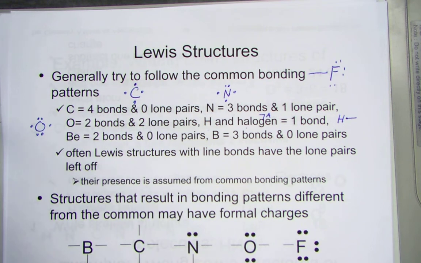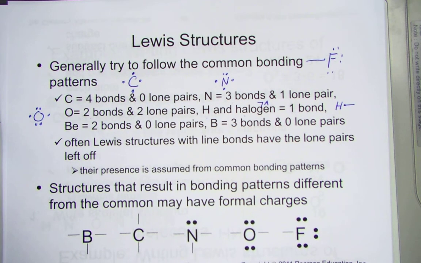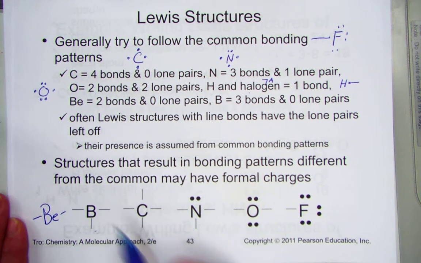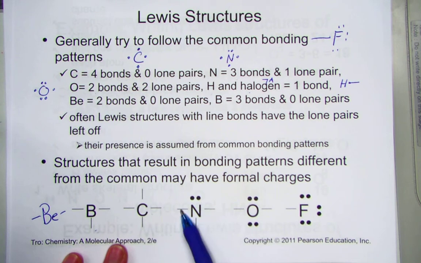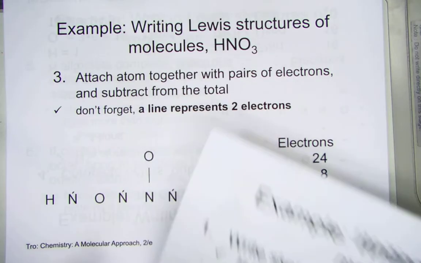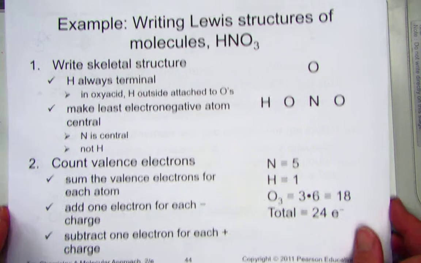So often Lewis structures with line bonds have lone pairs left off. Their presence is assumed from common bonding patterns. Now I like to show those because it helps us also predict the molecular geometry. You'll see me keep the lone pairs as we go through our examples. So just as what we drew together, here's boron with its 3. What's not included in this picture is beryllium with its 2, carbon with 4 bonds, nitrogen with 3, oxygen 2, and fluorine with 1. Thinking about the Lewis dot helps us to predict how many bonds will form. And we'll go through an example.